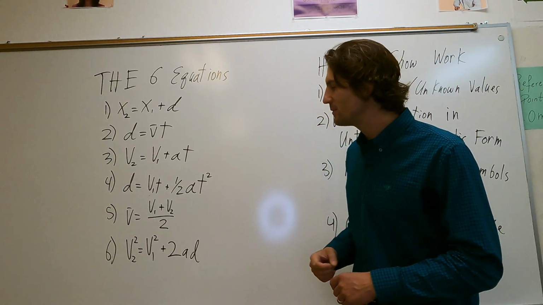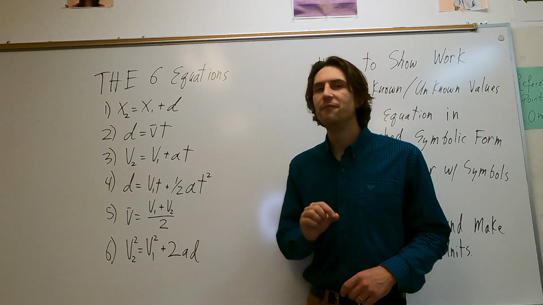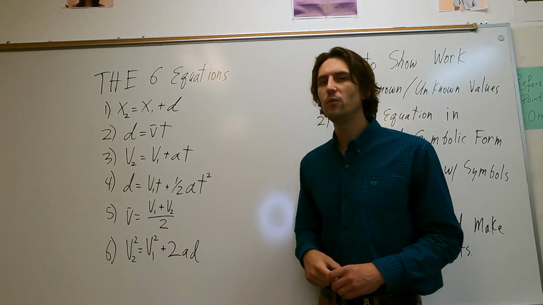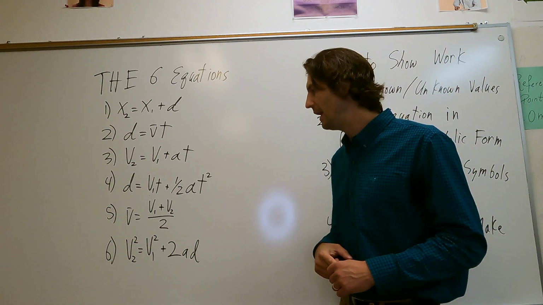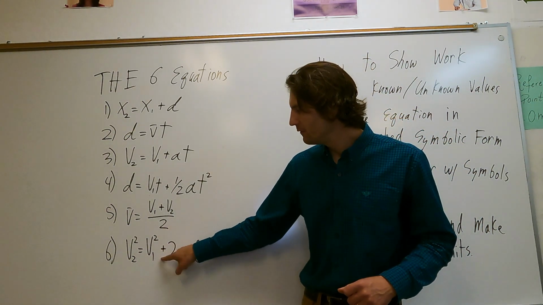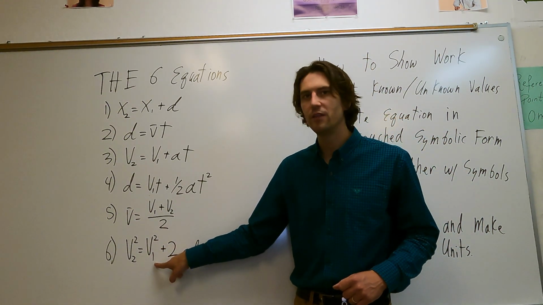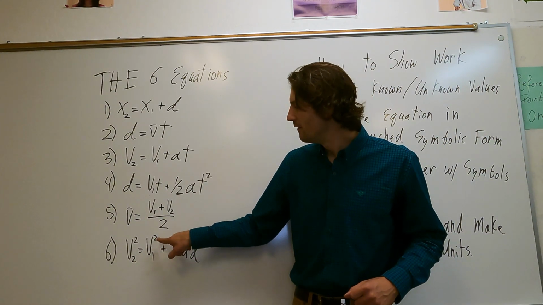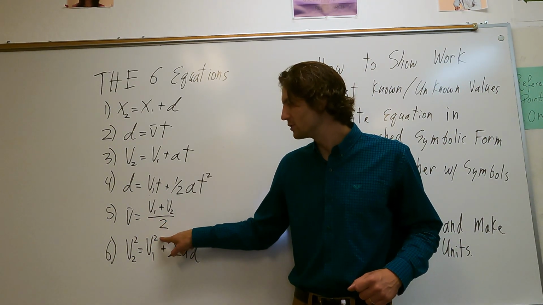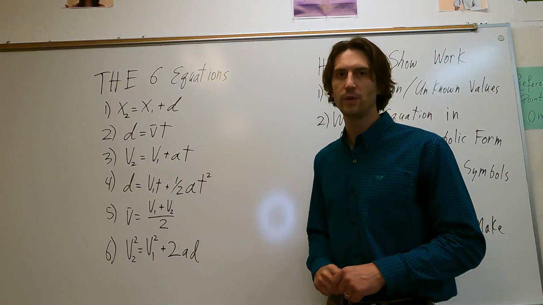And then lastly, equation number 6. I love equation number 6. v2 squared is equal to v1 squared plus 2ad. Sometimes people get a little confused with these subscripts denoting the v1 and the v2, my initial and my final velocity, versus the superscripts, aka the squared. These quantities are both squared.